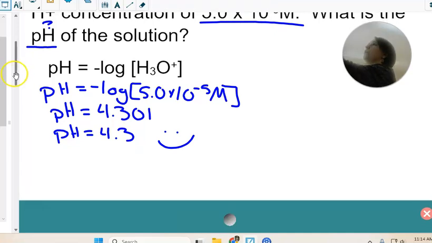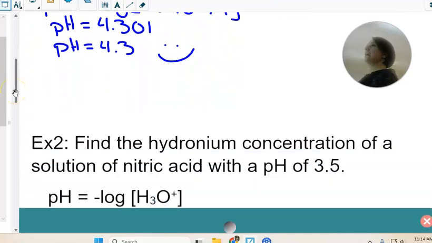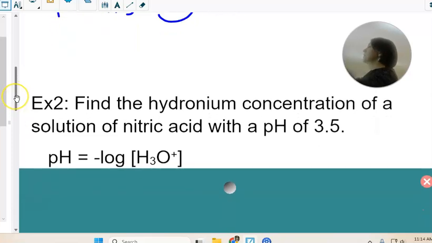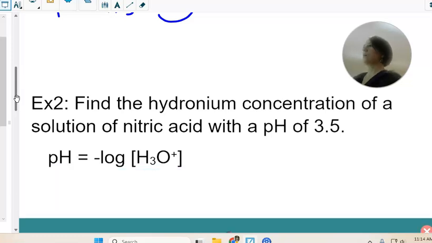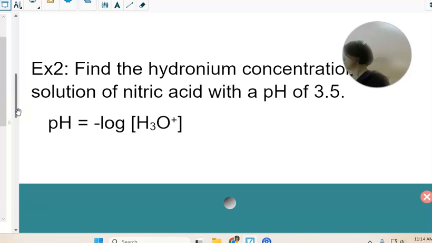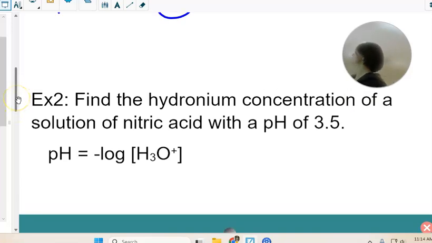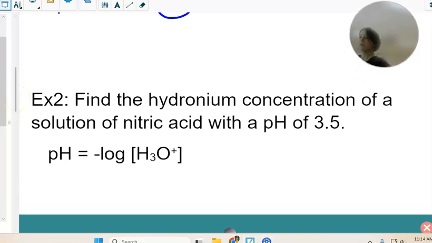Now, how could we go backwards? Given the pH, how could we find the hydronium concentration? Again, we are going to write the equation and then sub in your numbers. Please write the problem. Example 2: find the hydronium concentration of a solution of nitric acid with a pH of 3.5.